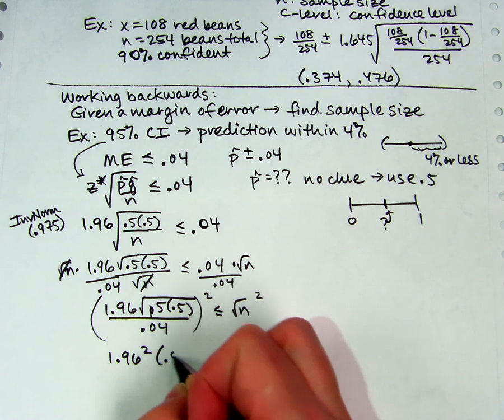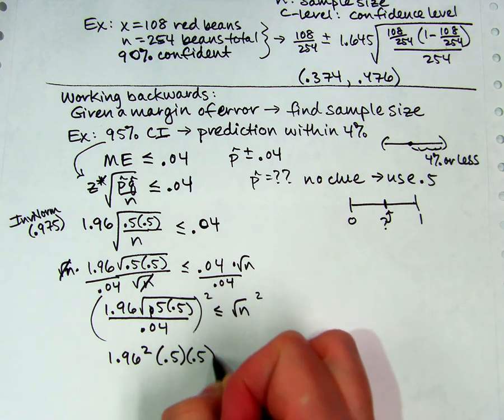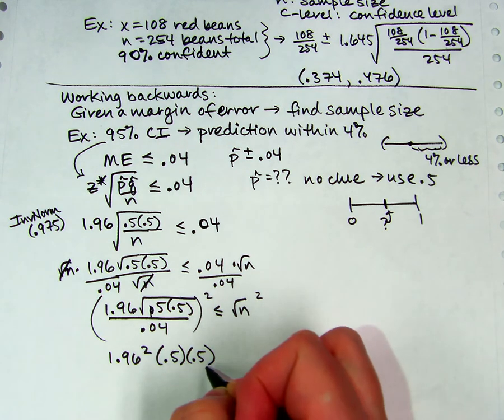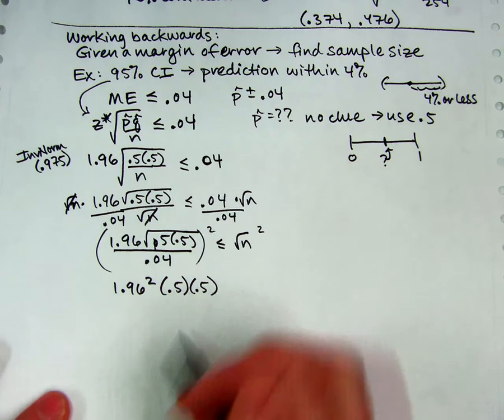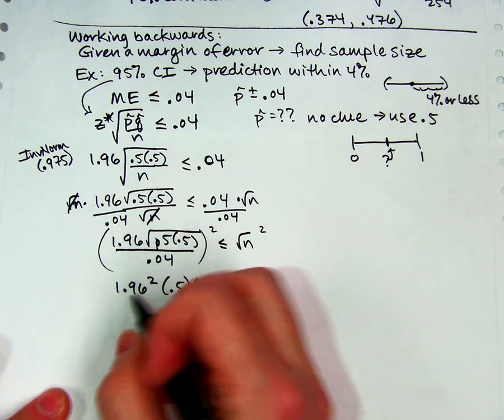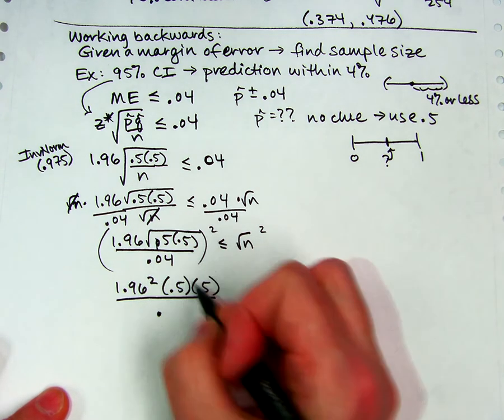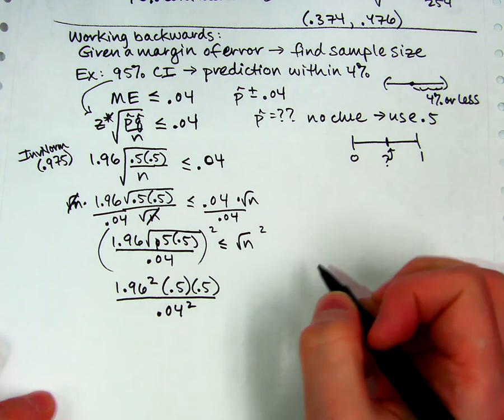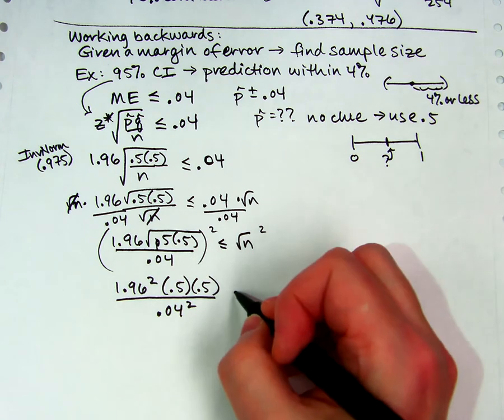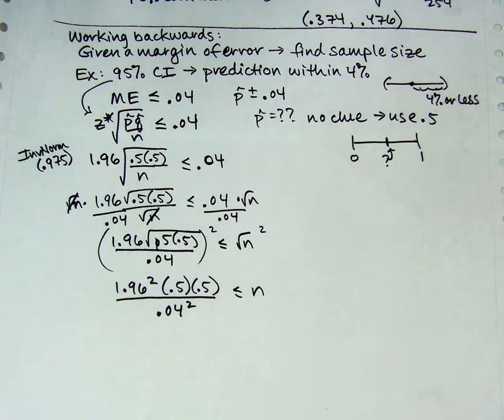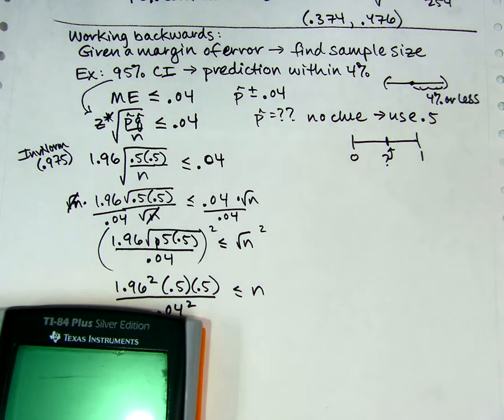I have 0.5 times 0.5, and I'm purposely not multiplying them together because usually they would not be the same number. Well, sometimes they will. If you have no clue, they're the same number, and otherwise they wouldn't be. And then the bottom also gets squared, 0.04 squared. This whole thing gets squared to estimate n. So all of that messing around was the algebra part. I'm going to type that in my calculator.